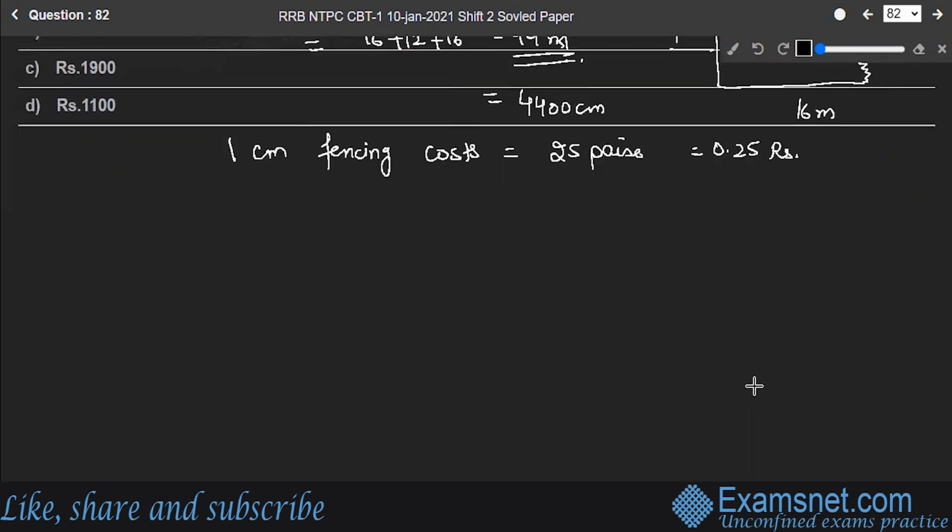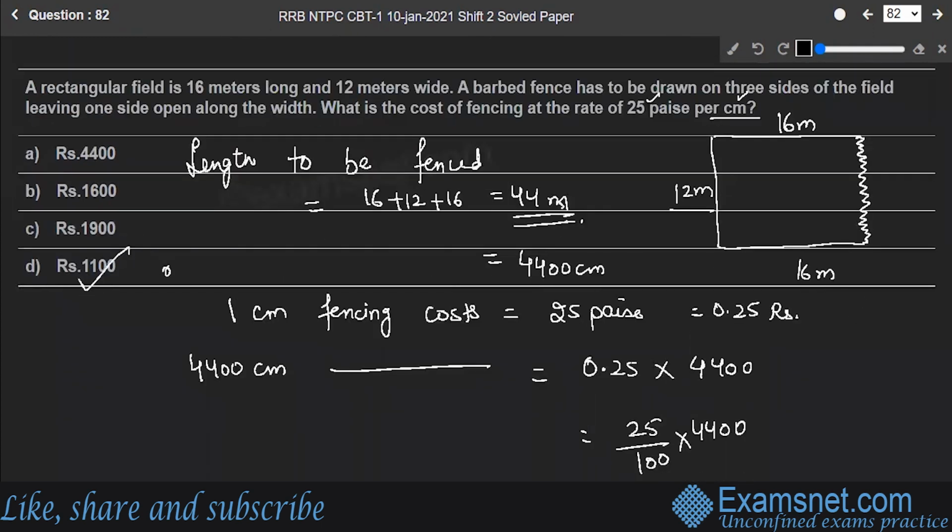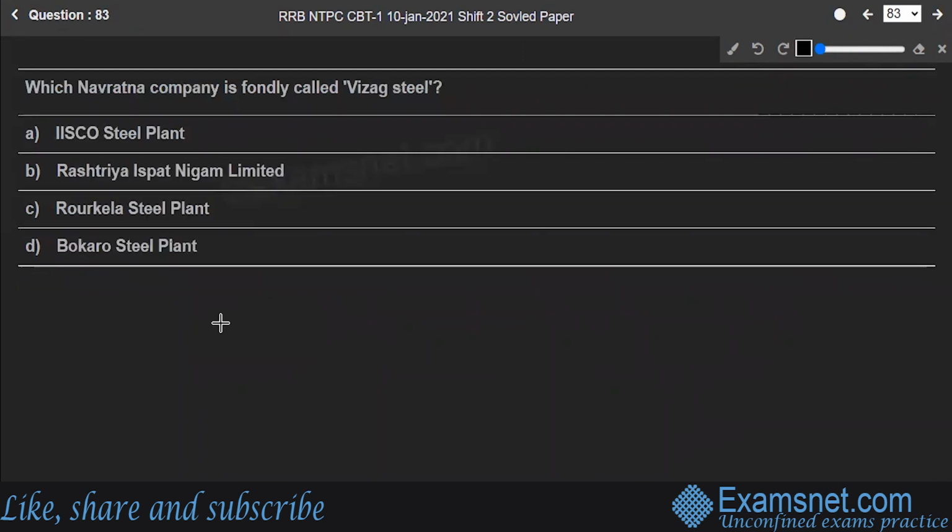So 4400 centimeter will cost 25 upon 100 multiplied by 4400, which is 25 into 44, that is equal to 1100 rupees. So here we have option D as the correct answer to the question. Hope you understood this. Next is 83rd question.